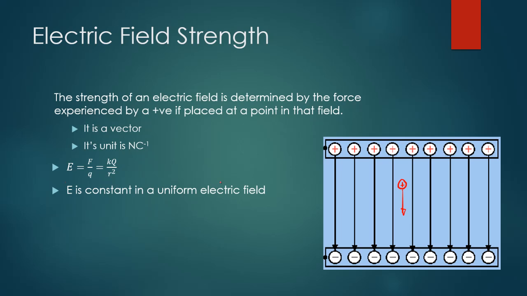E is constant in a uniform electric field. So it doesn't matter anywhere that I put my positive charge in a uniform electric field like this capacitor I have here. If I were to place it down here, it would still have the same electric field force, or the electric field strength, as up there. The reason is because it's closer to the positive here, so it has more positive force, but it's farther away from the negative, so it has less attractive force. But here it has less repulsive force, but it has more attractive force.